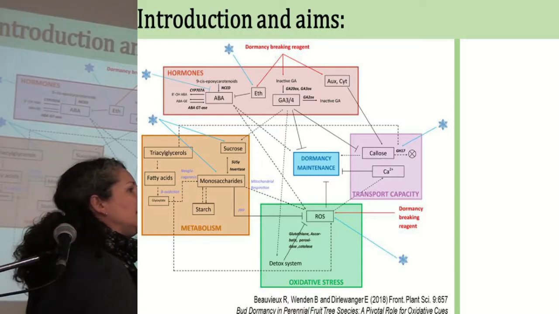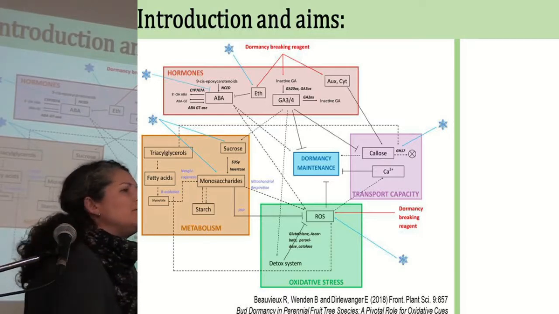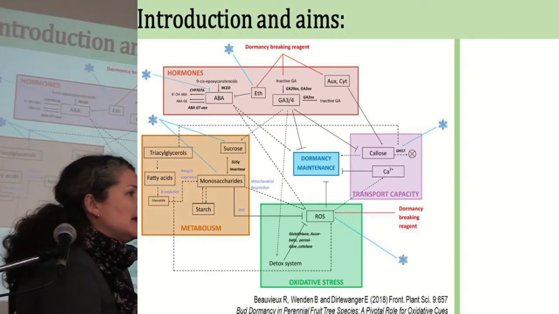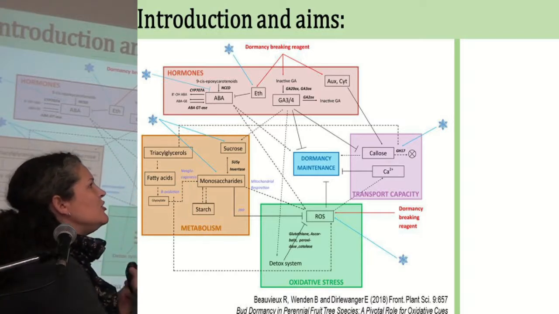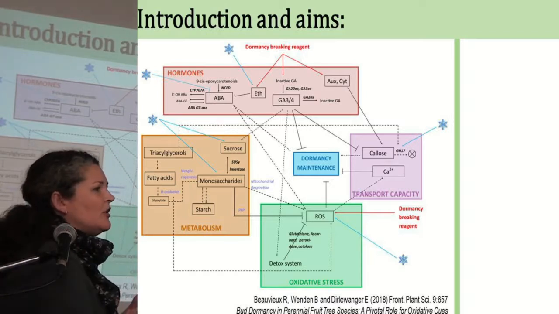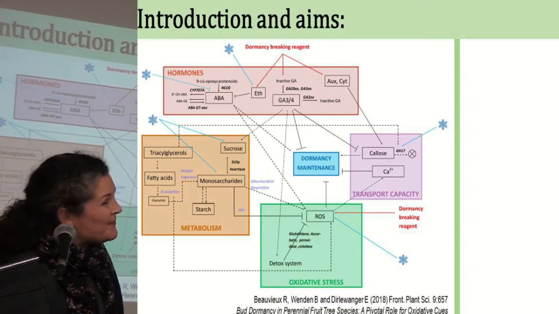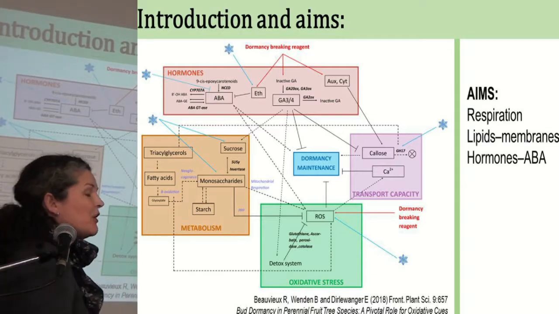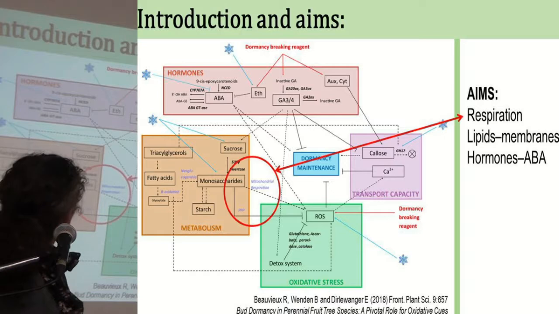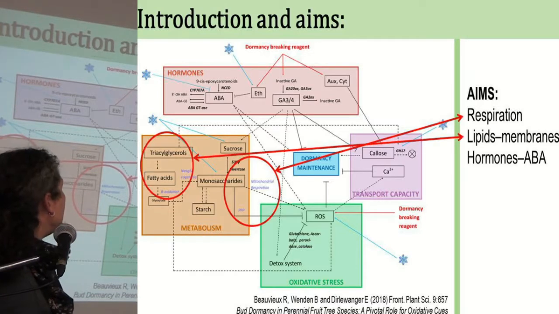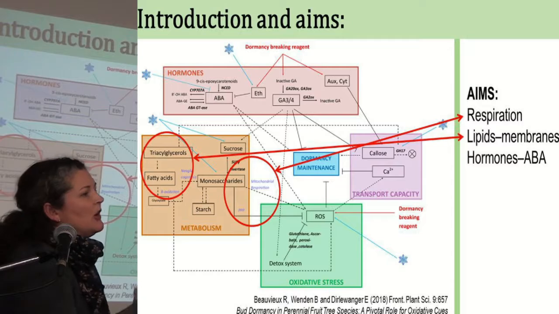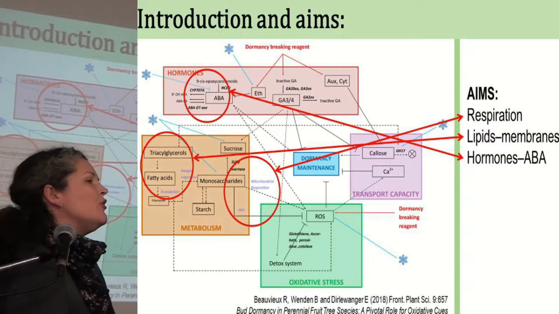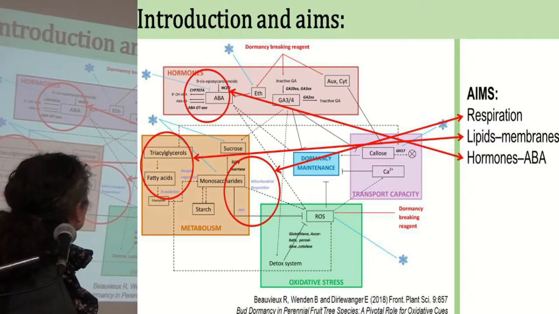So this makes for very comprehensive research, but what I want to bring across is the complexity of this, that all of this is interlinked. And it's quite challenging to do research in a platform that is so interlinked. But we did attempt this, and where our research fits in is we have aims and projects on respiration, which would fit into their diagram. Lipids, mainly lipids belonging to membranes and membrane differences, and also looking at hormones, specifically ABA. So those are our aims.